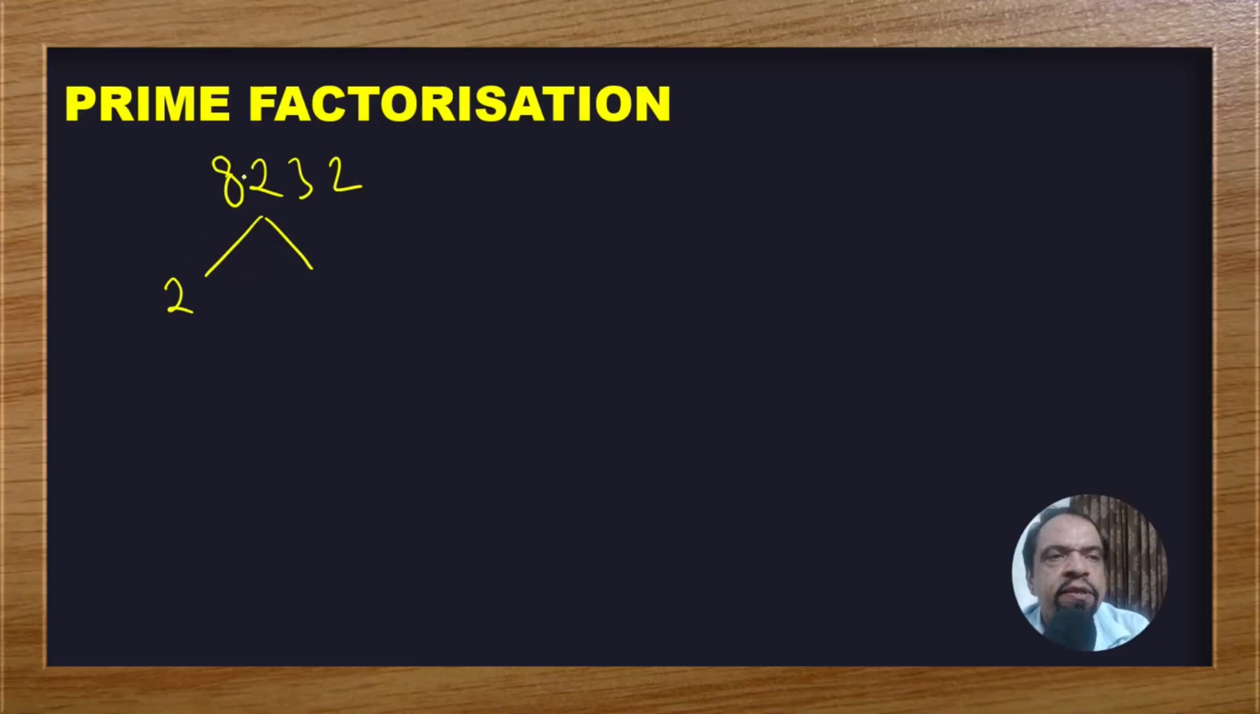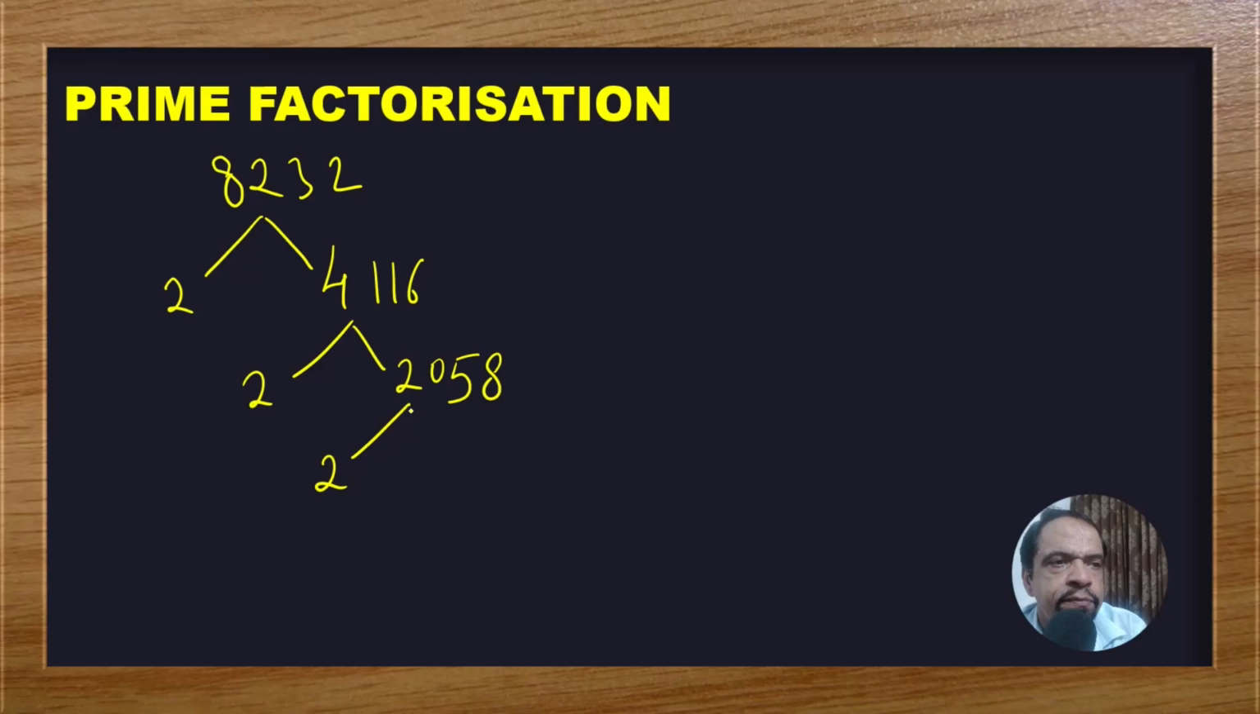If I divide by 2, you have to start with the lowest prime number, 2 or 3, because the number can be even or odd. So we are dividing by 2. Again we are dividing by 2. Continuously we will factorize till we get the prime numbers. Now this is an odd number, so let us try with 3.